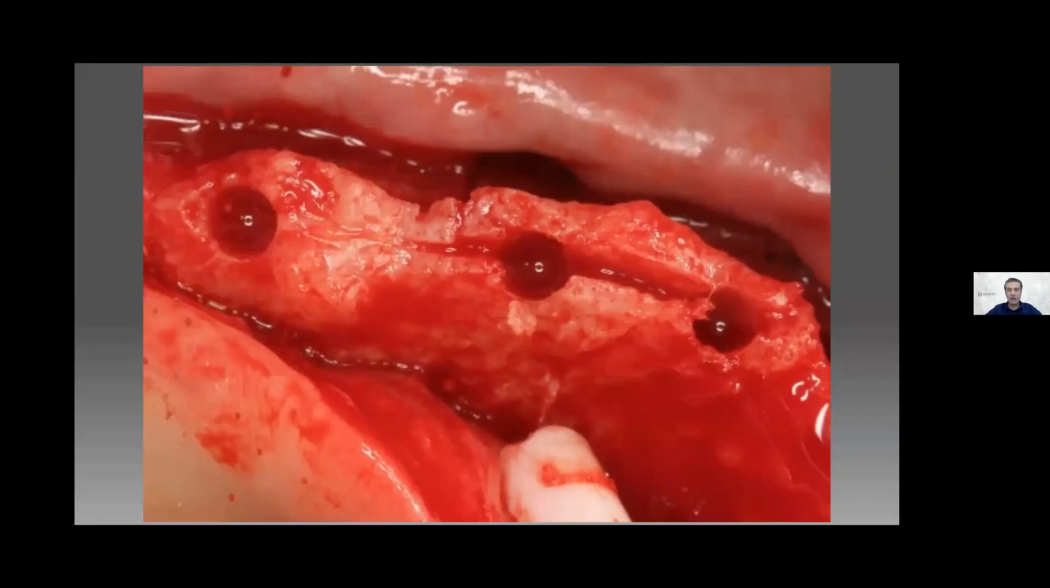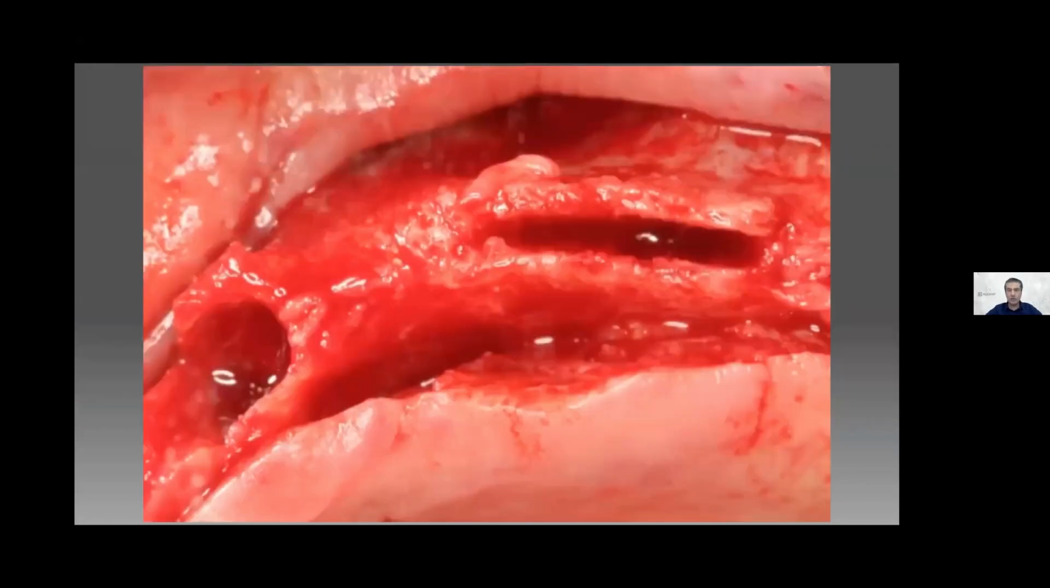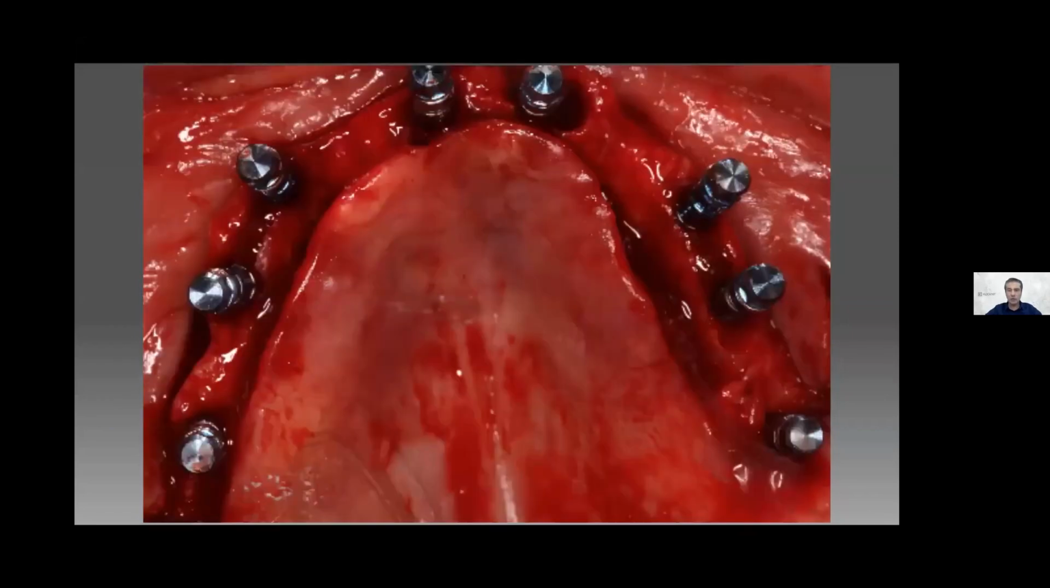Here is after the drilling. In the anterior area, we had a very big cyst at implant number 11. So after that we did the split in the area 11 and 21. And we also did it in the region, as you see, 23, 24. Here are the implants placed, 8 implants.